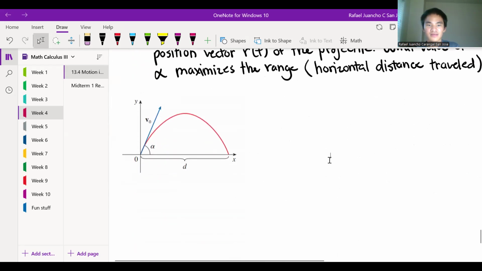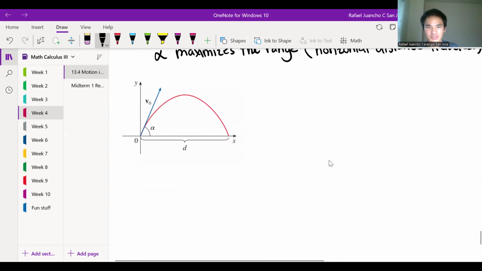Okay. And so how do we approach this problem? First we want to find r of t. So I guess the first thing we can do is set up the axes so that the projectile starts at the origin. We kind of already did it here. We have our y-axis, we have our x-axis, right? And the projectile will start at the origin.